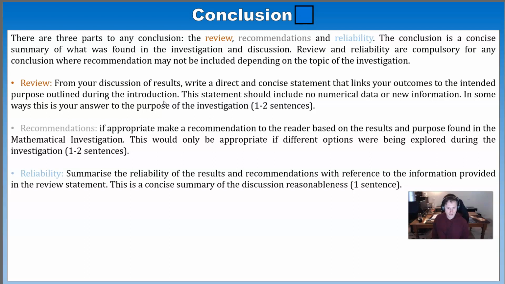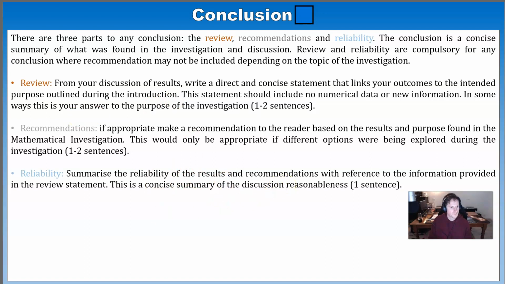The recommendations would be recommending, based on the results and purpose, where you would go next. Okay. Now, this would only be appropriate if different options were being explored. Okay. So for the measurement DI that my year 10s are doing at the moment, they are recommending which container would be the most suitable to use. The reliability discusses the reliability of the results and recommends what to do next.